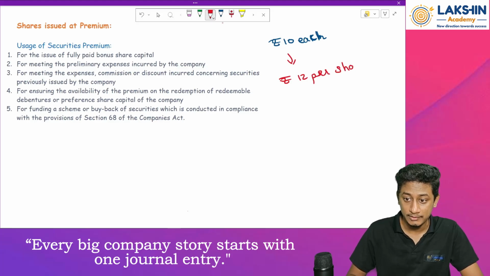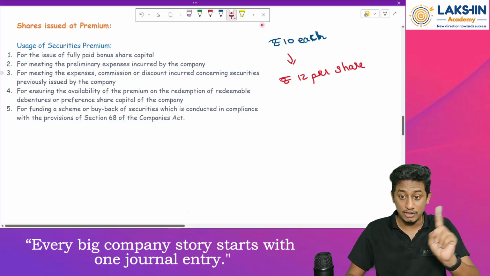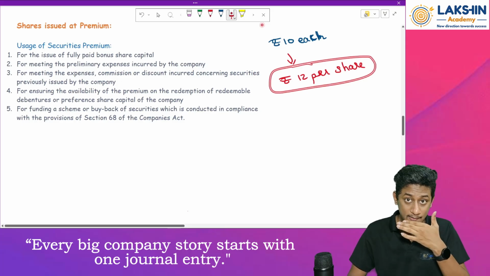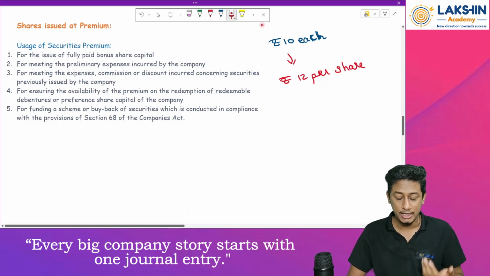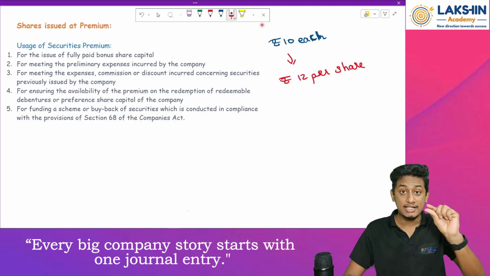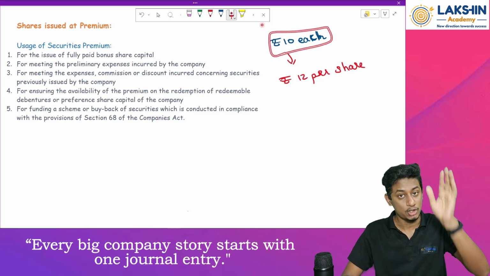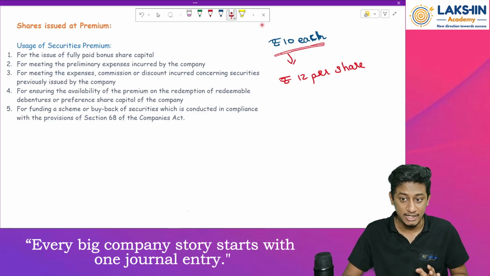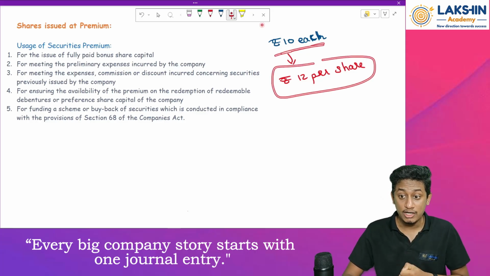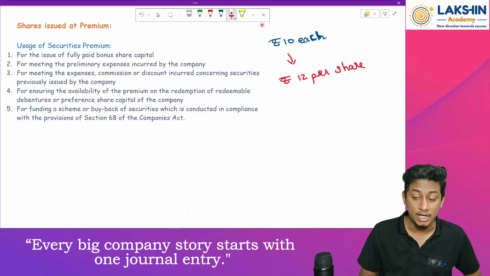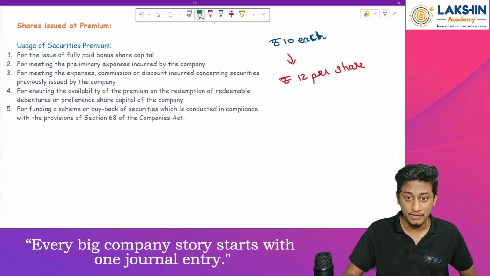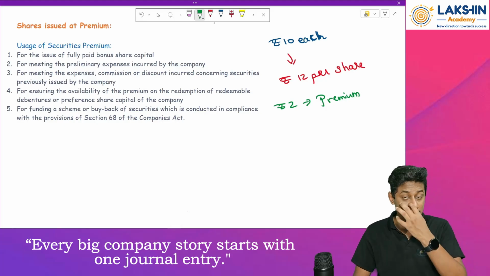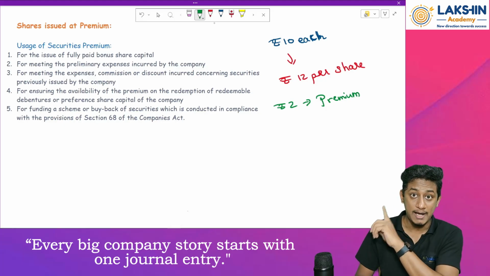See, this is not a change in nominal value in my MOA. This is a charge extra to the nominal value. Nominal value will remain the same, that is rupees 10. But what will change? The total value collected from the shareholders will change. Because of that, the rupees 2 extra will be called premium. Now how will you pass the entry? I will tell you while passing the entry in the premium questions.